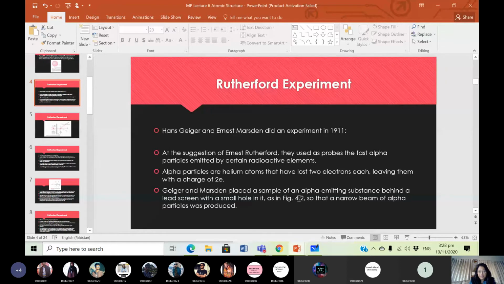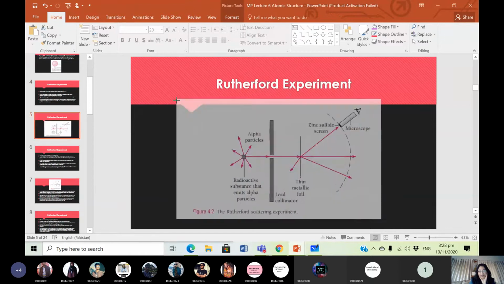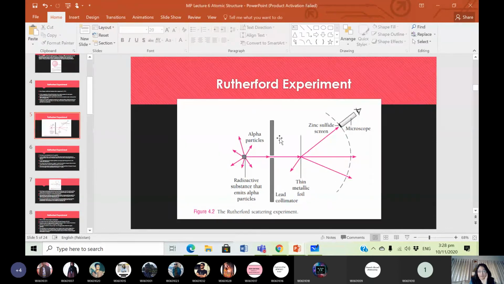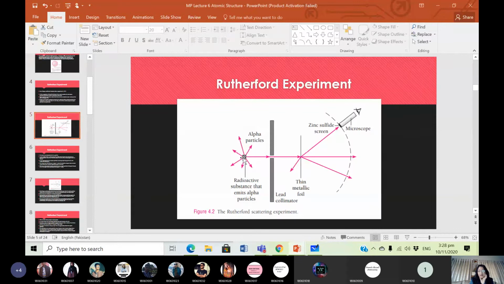So Geiger and Marsden placed a sample of an alpha emitting substance behind a lead screen with a small hole in it, so that a narrow beam of alpha particles was produced. Okay? So this is the diagram of the Rutherford experiment. This is a lead screen with a small hole in it, so that alpha particles could pass through the hole.